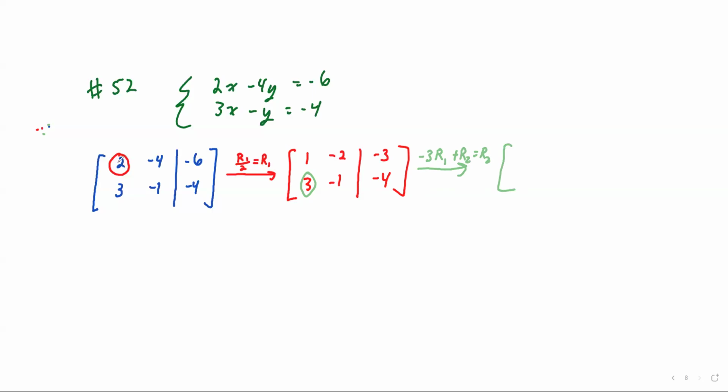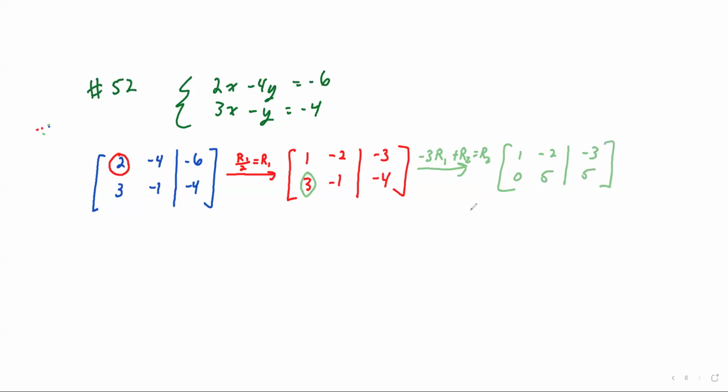So my accomplishment, first one was to take this guy to a 1, then this guy to a 0. So here we go. So that's going to be negative 3 times 1, which is negative 3, plus 3, which is 0. It's what I wanted. So again, the first row is not going to change. And then I keep moving on. So negative 3 times negative 2 is a positive 6. Positive 6 plus negative 1 gives me a positive 5. And I keep going on. Negative 3 times negative 3 is a positive 9. A positive 9 plus a negative 4 gives me a positive 5.